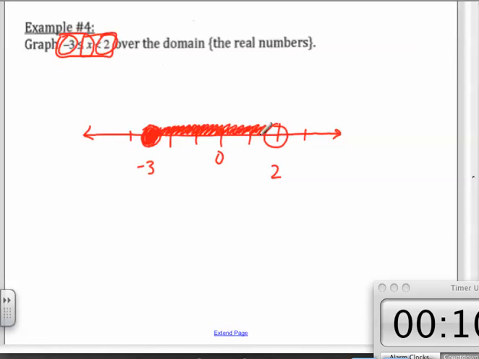I only color in the circle if it has the little equal to part under the inequality. Okay? Right here. It could equal -3, so I colored in the circle over -3. It could not be 2, so I left that one open. Does that make sense to everybody? Are we good? Any questions on that?